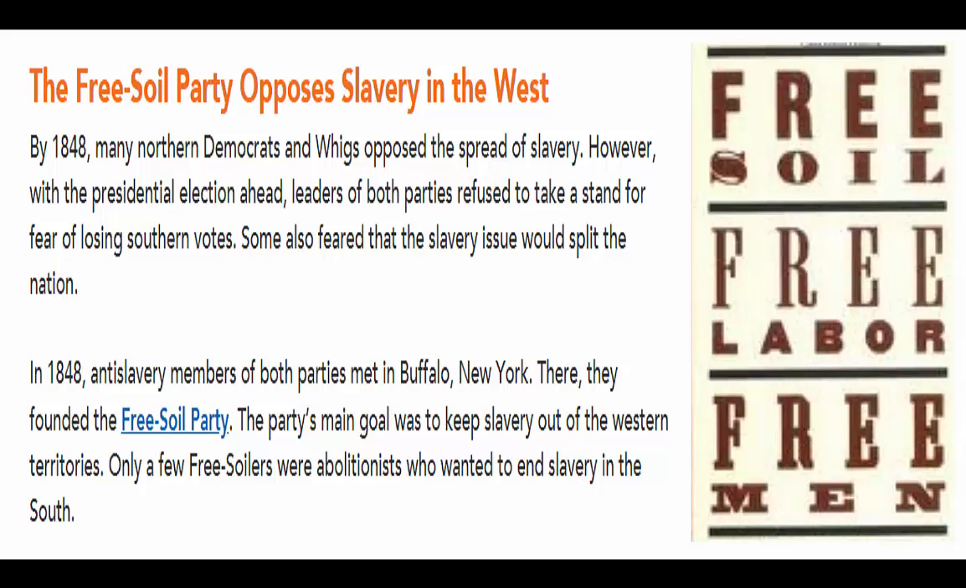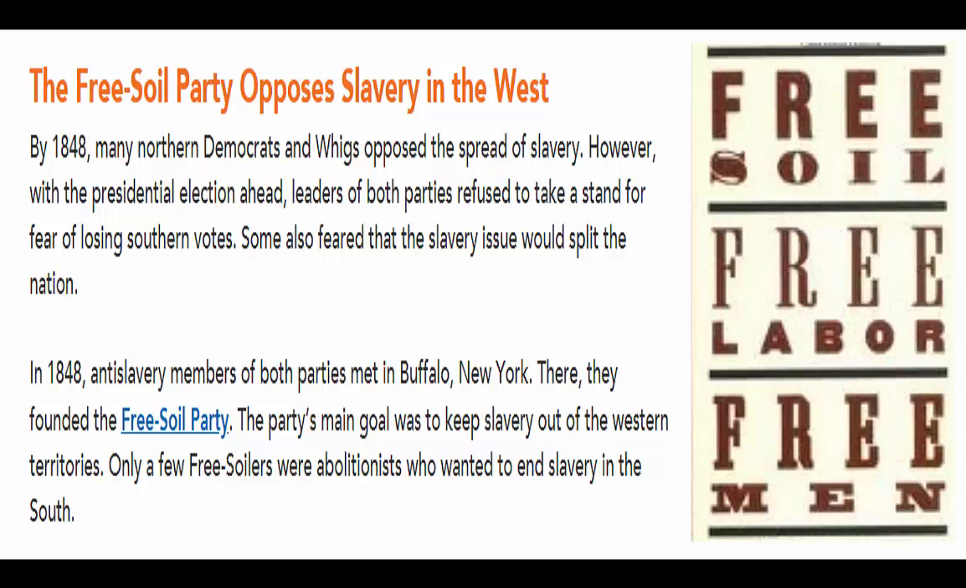Question number 17. Even though many Northern Democrats and Whigs opposed slavery, what were the two main reasons why they didn't want to take a stand on slavery in the election of 1848? Well, number one, they didn't want to lose Southern votes. And number two, they felt like discussing it might cause the country to split in two.